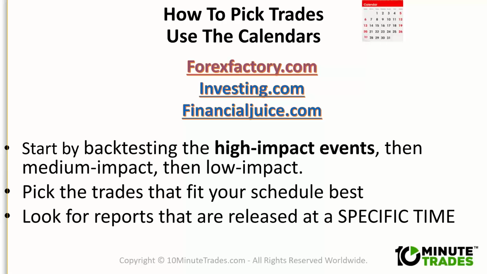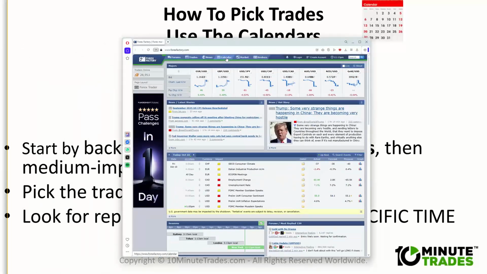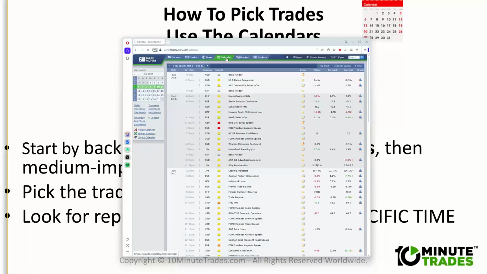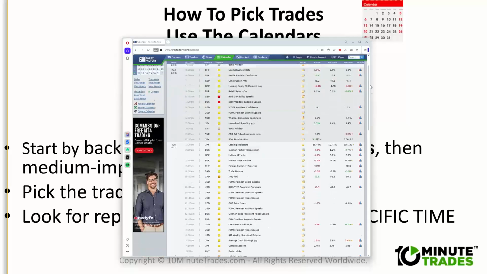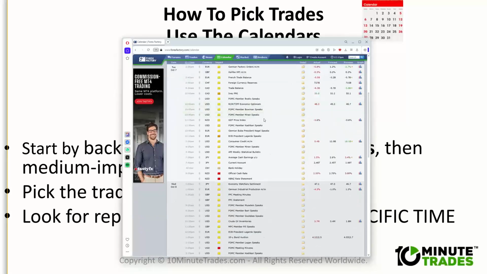ForexFactory.com is a great free calendar. You just go to ForexFactory.com, click on the word calendar, and then you can see a collection of events that get labeled in the middle here. Red events are more impactful than yellow events, which are the lowest impact, orange or medium.